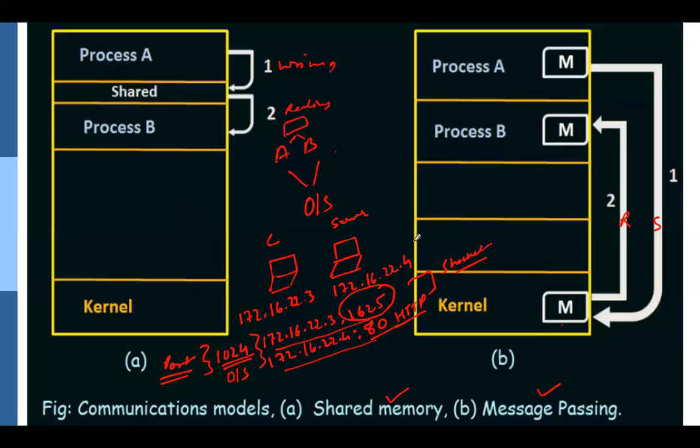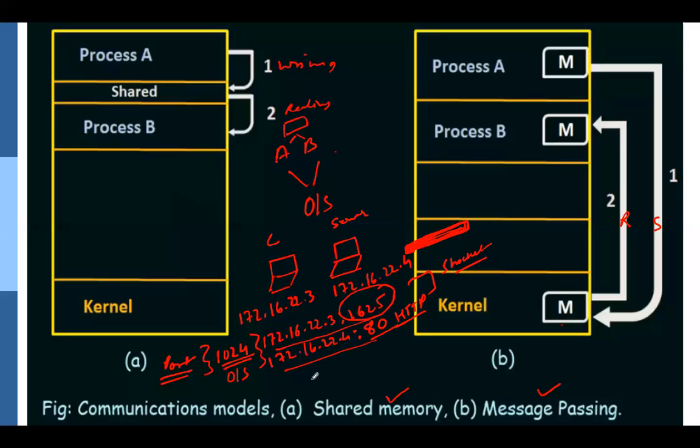A socket is nothing but the end point by which two processes can communicate with each other if they are separated and connected with a network connection. So in that way they can communicate.